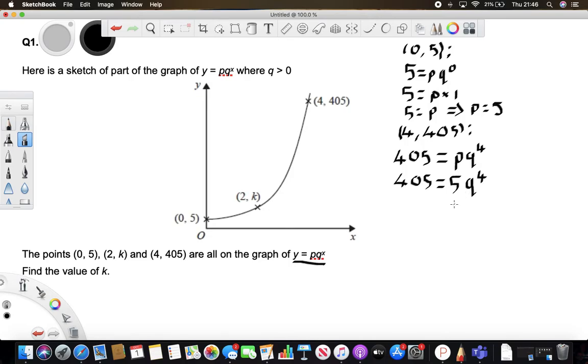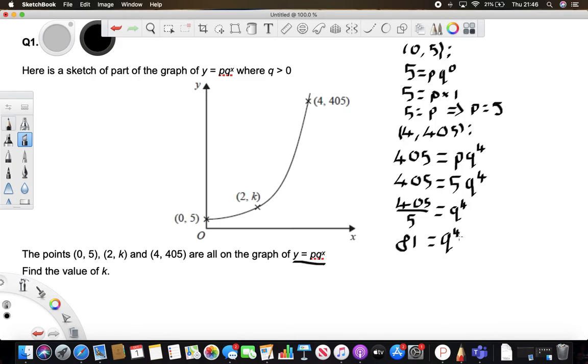So we'd do 405 divided by 5, and that leaves us with q to the 4. So 405 divided by 5 is 81, and that's equal to q to the 4.